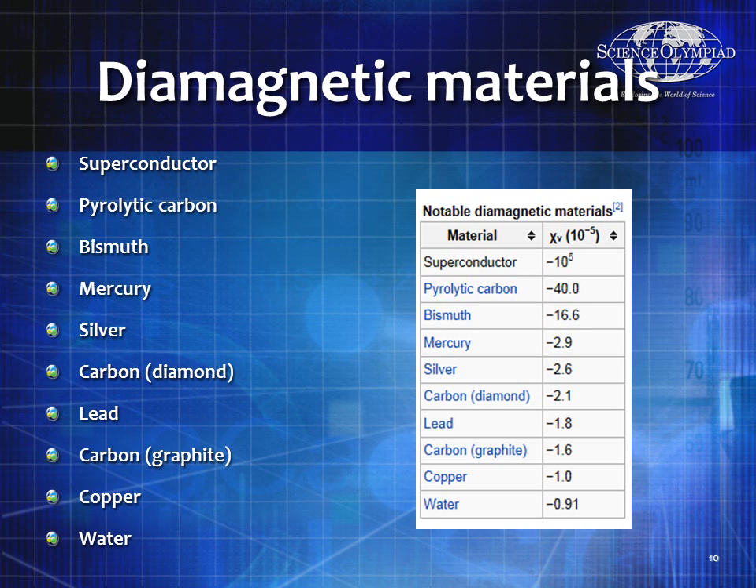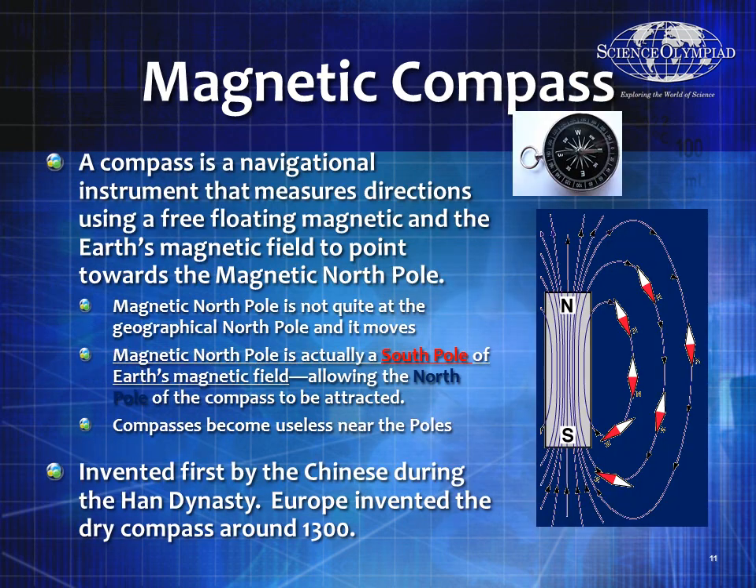And this is why you can put a magnet up against copper, and it's not going to be attracted. It's actually going to be slightly repulsed, but it's such a low repulsion you wouldn't even be able to notice it. So, how does a magnetic compass work?